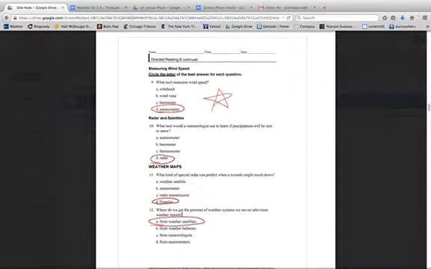Nine, what tool measures wind speed? That's an anemometer. Ten, what tool would a meteorologist use to learn if precipitation will be rain or snow? They would use a radar.